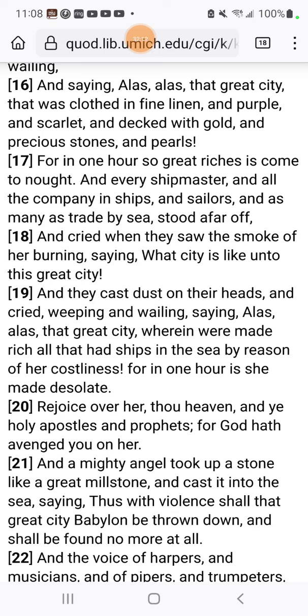And every shipmaster and all the company in ships and sailors and as many as trade by sea stood afar off and cried when they saw the smoke of her burning. Okay? Because when the missiles get launched over here, and when they hit that realm, that heavenly realm as it's streaking across the sky, these nations are going to understand what the end result is going to be.